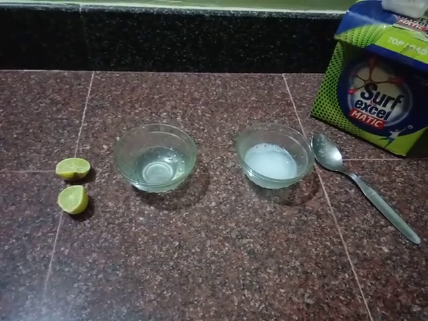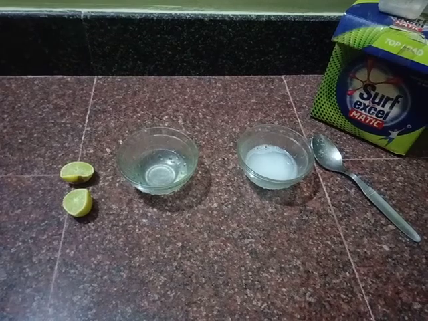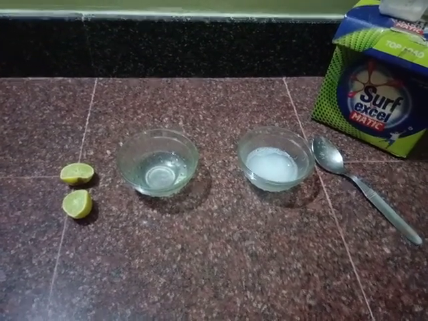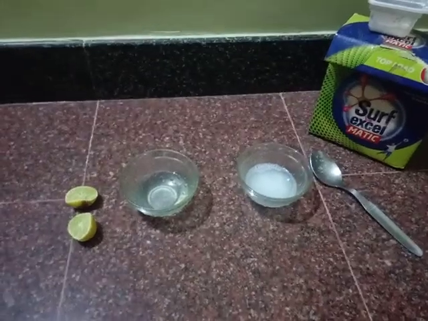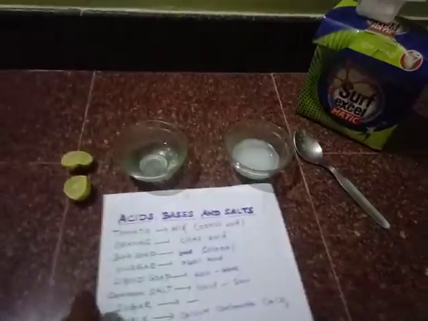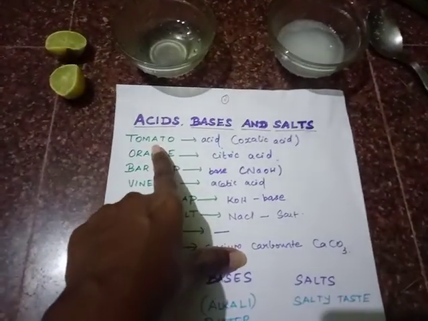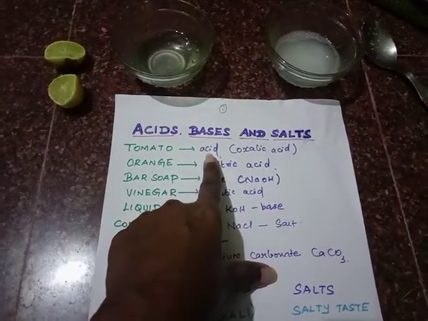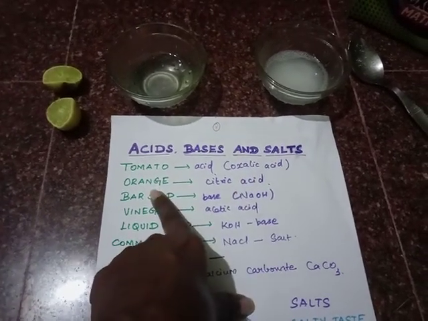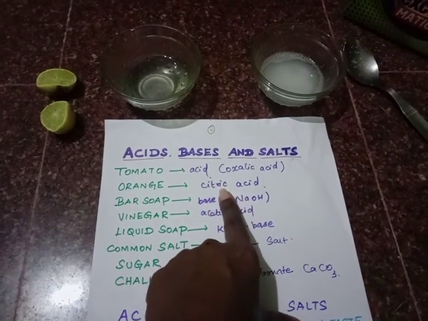So children, today we are going to learn about the topic acids, bases and salts. Here are some examples based upon acids, bases and salts. First we have taken tomato. It is an acid because it consists of oxalic acid. The second one, orange. It is also an acid, consisting of citric acid.